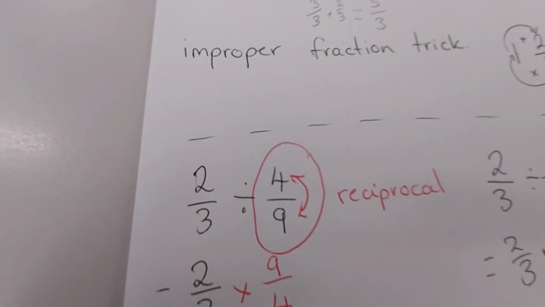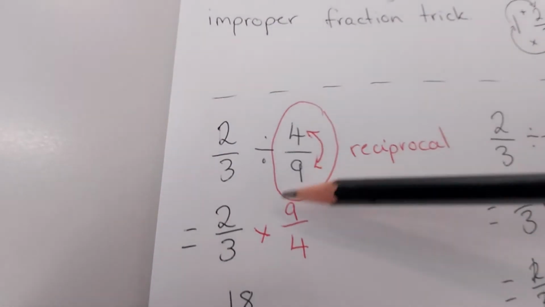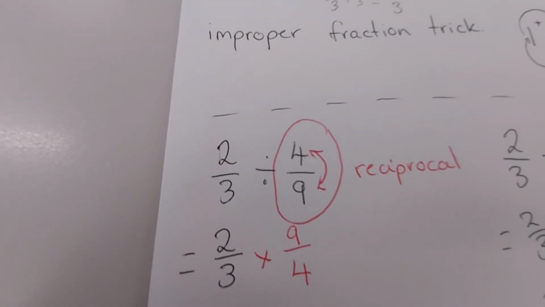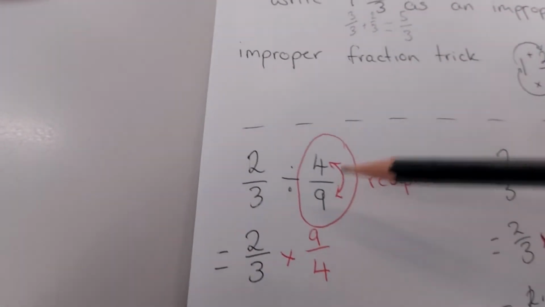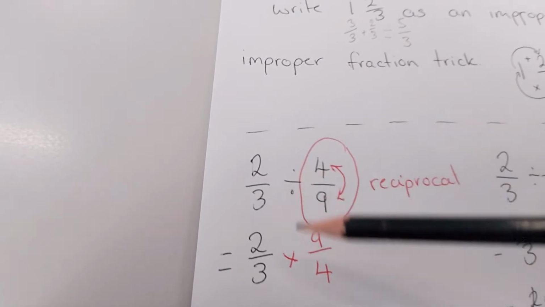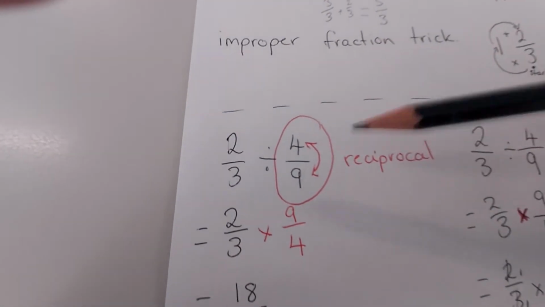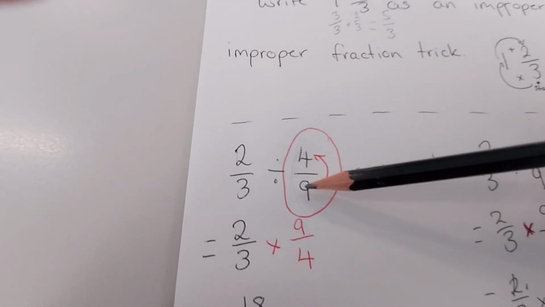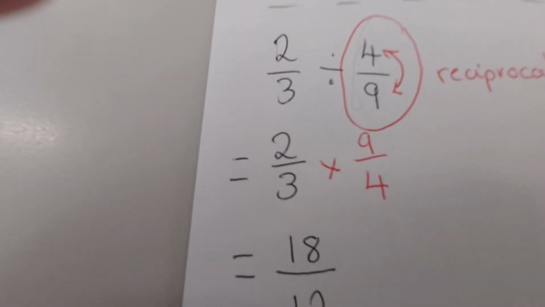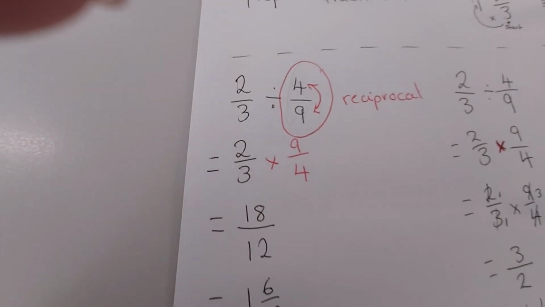What we do is we change this into its reciprocal fraction and make it a times. That's how you divide fractions. It's that easy, okay? You just turn the second fraction upside down and you change it from a divide to a times. Okay, one more time. You turn the second fraction upside down and you change this divide to a times. You all know how to multiply fractions, so this should be nice and easy for you from this point.